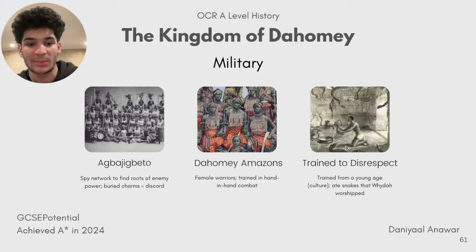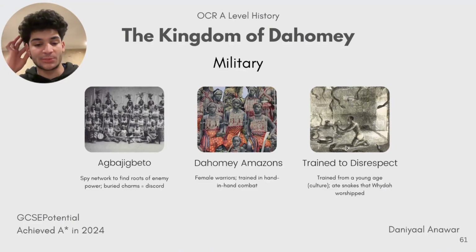Next, military. So 3 points to be made here. First, Agbadjigbeto. Agbadjigbeto was a spy network, and essentially they engaged in sort of spiritual activities. Their main aim was to find the roots of enemy power and disrupt them. So they were soldiers in and of themselves, but they were also kind of spiritual in that sense.